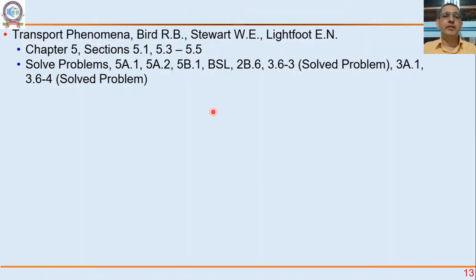What we have discussed in this class is from chapter 5 of Bird Stewart Lightfoot's book. We are looking at sections 5.1, 5.3, 5.5. Solve the problems 5A.1, 5A.2, 5B.1, 2B.6, 3.6 is a solved problem, 3A.1, 3B.4. It's from Bird Stewart Lightfoot's book. Solve these problems for yourself, then it will be very clear to you.